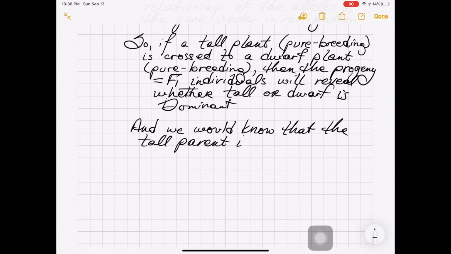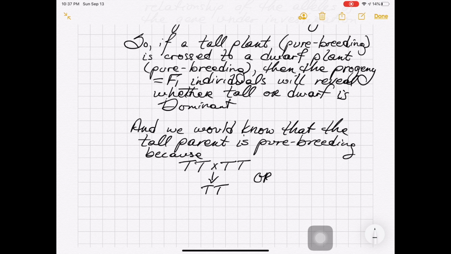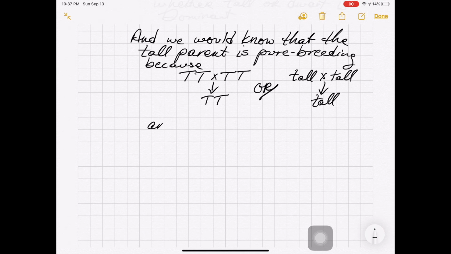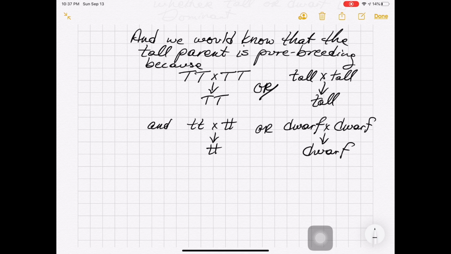So we would know that the tall parent is pure breeding because we would have crossed tall to tall, and produced tall progeny. Then we will also look at the dwarf, which would have been pure breeding because by crossing dwarf to dwarf, we are only going to get dwarf progeny.